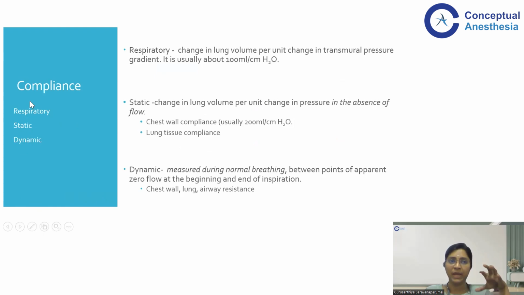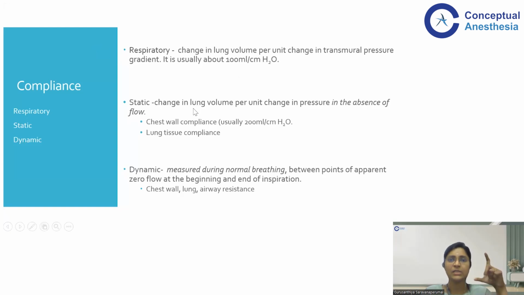Coming on to respiratory mechanics, which includes lung compliance and lung resistance. Respiratory compliance consists of static compliance and dynamic compliance. Compliance is change in volume for change in pressure. Here, the change in pressure is the transmural pressure, otherwise called the transpulmonary pressure. We'll discuss it later. The distending pressure for the lungs is the transpulmonary pressure. So the change in lung volume per unit change in transpulmonary pressure is the respiratory compliance. It is usually around 100 ml per centimeter of water.